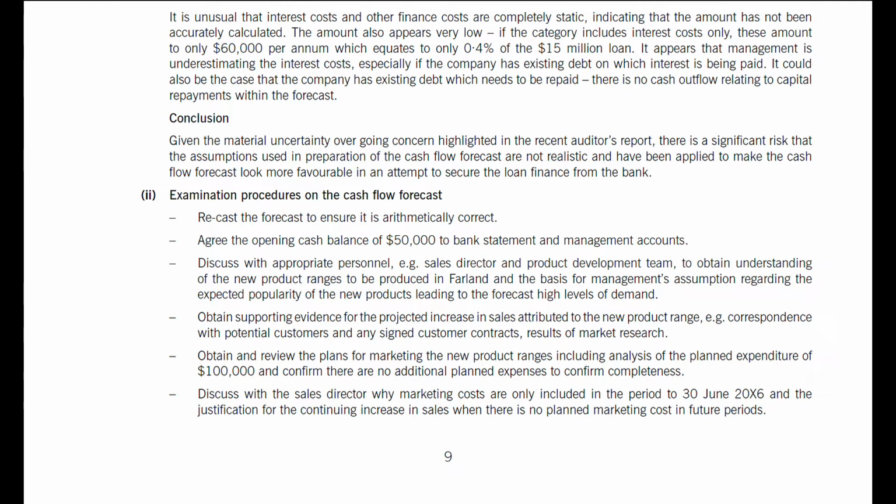Discuss with the sales director why marketing costs are only included in the period to 30 June 2026 and the justification for the continuing increase in sales when there is no planned marketing cost in future periods.